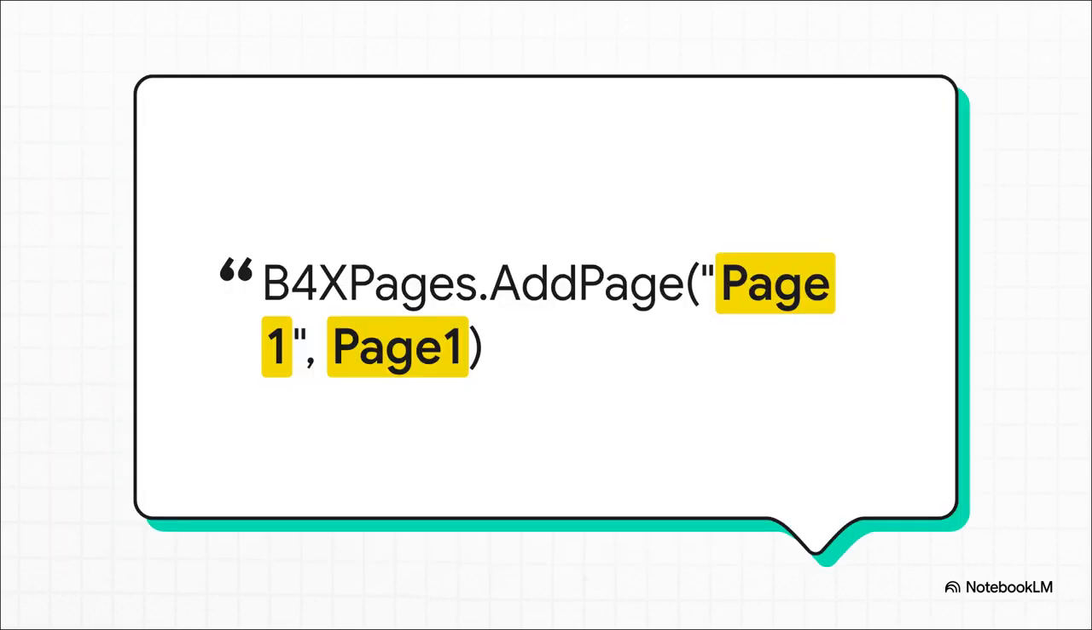And here's what that looks like in the actual code. We're calling AddPage, we're giving it the ID page 1, and we're telling it about the page 1 object. Boom! The framework now knows this page exists and is ready to be shown to the user.